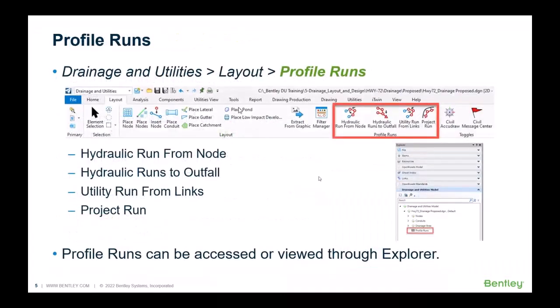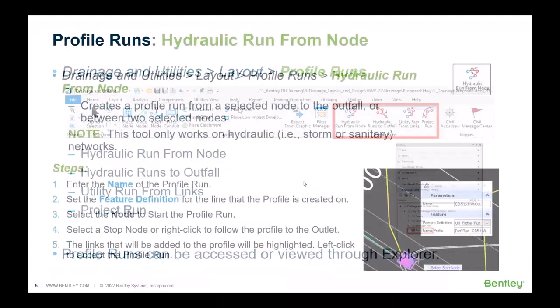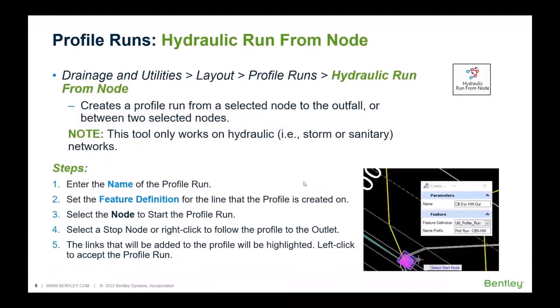Okay, so let's talk about profile runs. When you go to create sheets or look at a network of pipes, you want to see the profile run, right? So we have three ways we can create profile runs. They're shown here on the drainage and utilities ribbon. The first one is hydraulic run from node, then hydraulic run to outfall, utility run from links. Once we have a profile run, we can then project that run to another line, such as an alignment. So we're going to go through each one of those. We'll just go down the list.